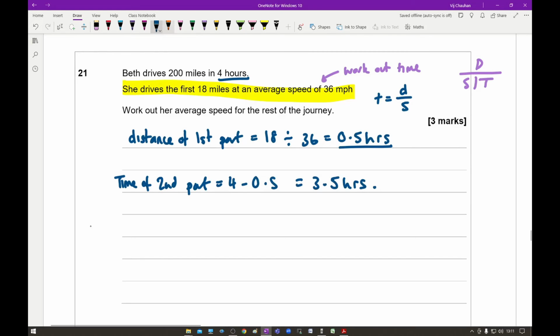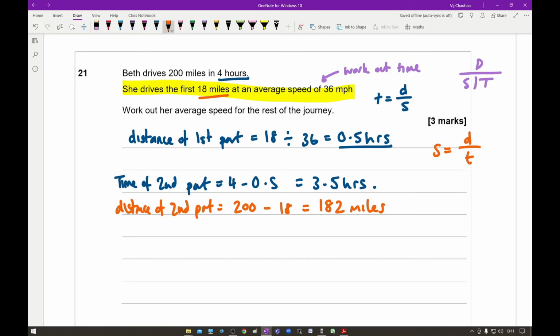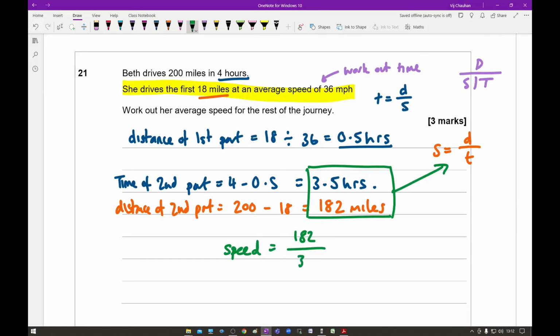Now for this, what I can now do is work out speed. So we know that speed is equal to distance divided by time. So the distance of the second part is going to be 200, which was the total, minus 18, which was the first part, and that comes up to 182 miles. So then substituting into this formula, the speed is going to be equal to 182 divided by 3.5, and if I type that into my calculator, I get an answer of 52 miles per hour.